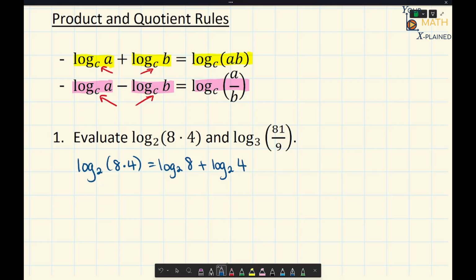And if you recall the previous video where we introduced the definition of a log, we can think of this as if we want to evaluate what log base 2 of 8 is, we're asking ourselves 2 to the power of what is going to give us 8? And 2 to the power of 3 is equal to 8. So log base 2 of 8 is equal to 3. And log base 2 of 4 is going to be equal to 2 because 2 to the power of 2 is equal to 4. So we end up with 5.